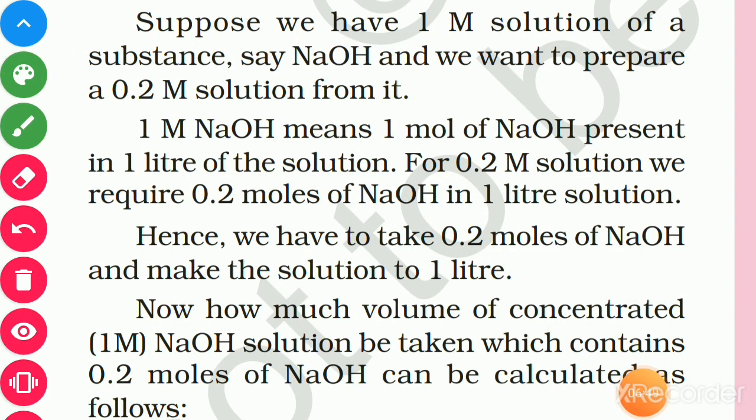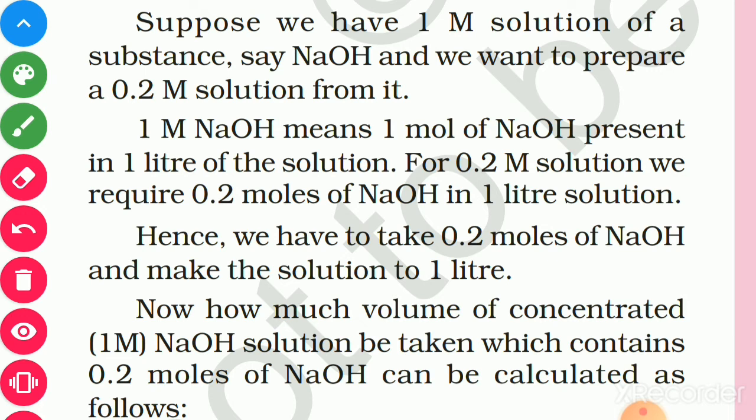Suppose we have 1 molar solution of a substance, say NaOH, and we want to prepare 0.2 molar solution from it. 1 molar solution means 1 mole of NaOH present in 1 liter of the solution. For 0.2 molar solution, we require 0.2 moles of NaOH in 1 liter of solution. Hence, we have to take 0.2 moles of NaOH and make the solution to 1 liter.